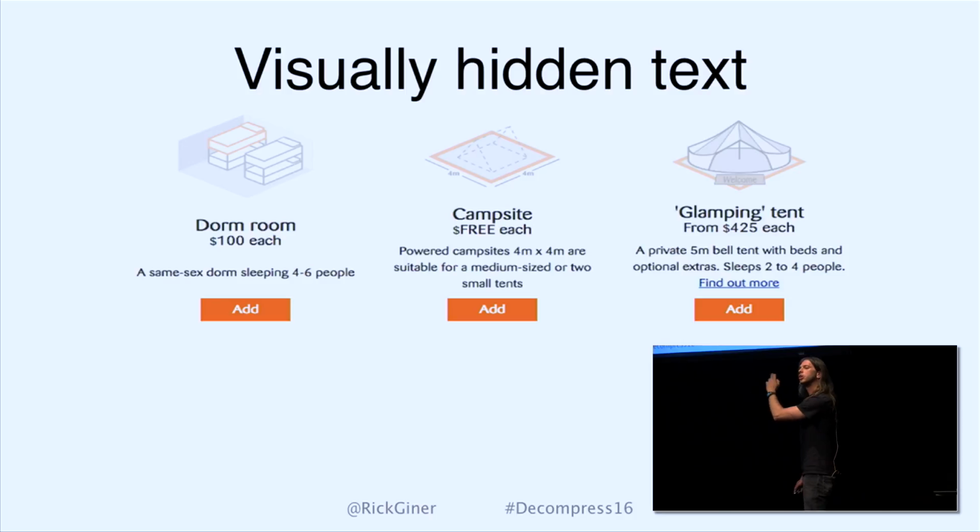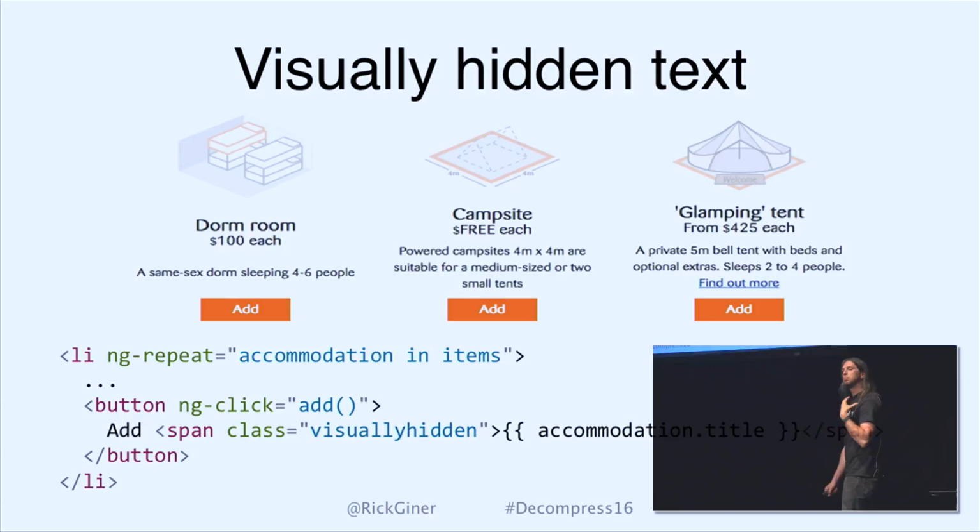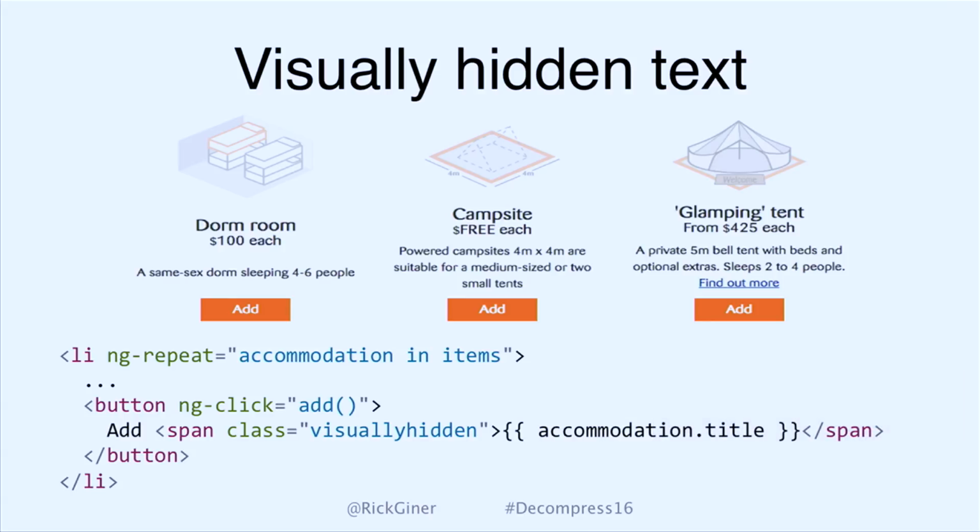But if you were to just go between these clickable elements by pressing tab, a screen reader is going to just read out add, add, add. It's no help at all. So we need to add something in there. And a bit of hidden text like this, where we're bringing in the accommodation title into the button, will allow people to have a bit of context. So now those buttons will be heard to say add a dorm room.